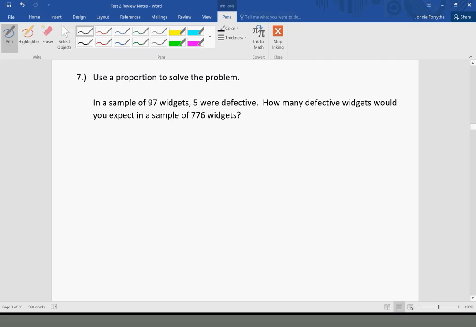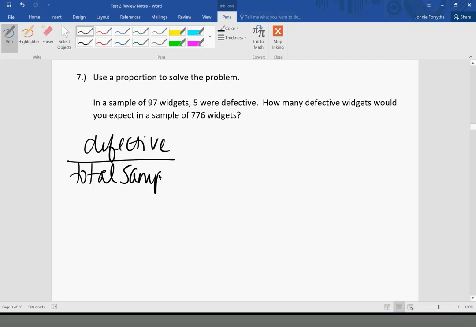And number 7, use a proportion to solve the problem. Okay, in a sample of 97 widgets, 5 are defective. How many defective widgets would you expect in a sample of 776 widgets? Okay, so let's see. If we're going to use proportion, let's say we've got defective over total sample. Okay, that's going to be our proportion.